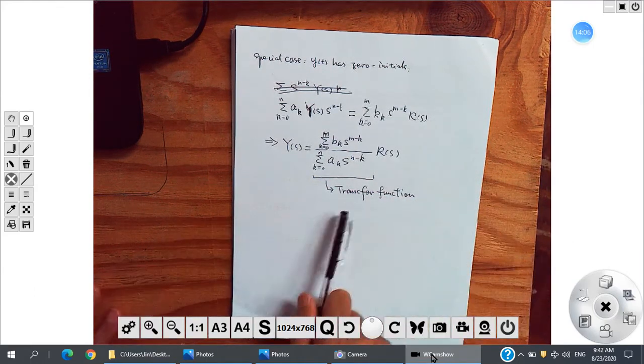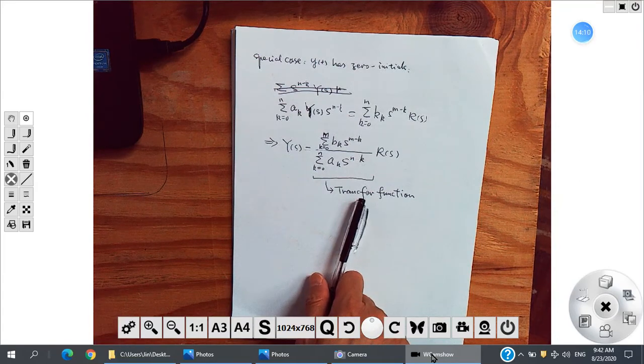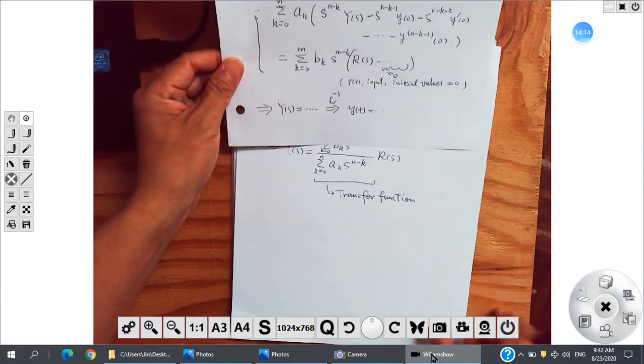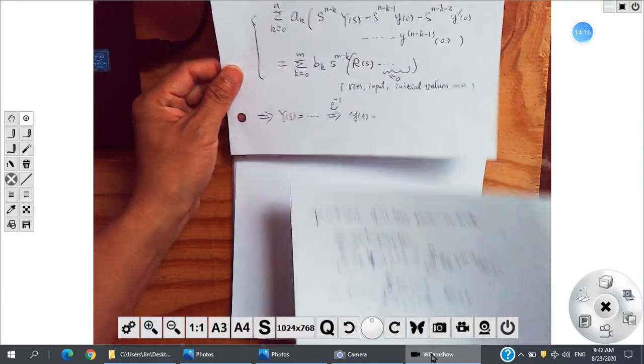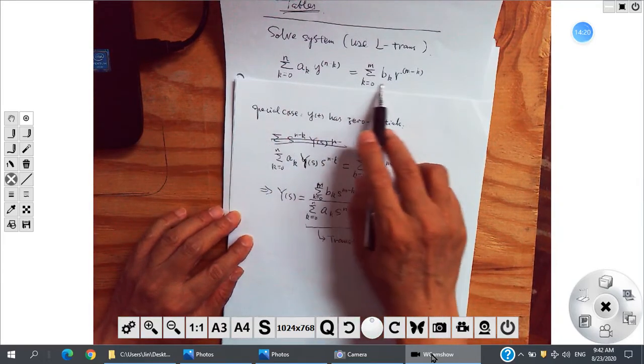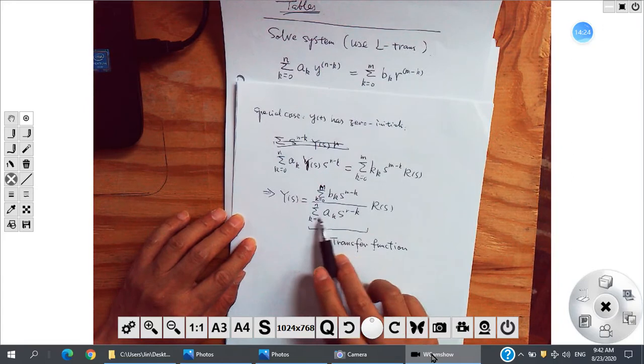It is only determined by the system itself. Look at here. We have the system. This is the system equation, a differential equation. And this is a transfer function.